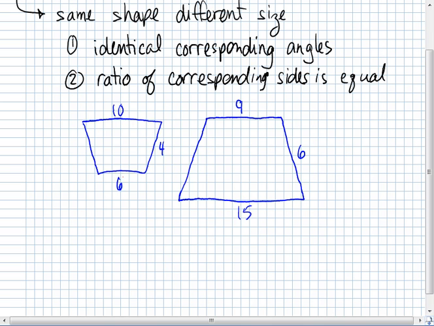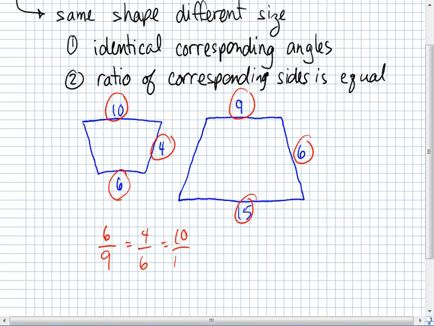So if we do the small one over the bigger one, that's the corresponding side there, the short side. So 6 over 9. Is that the same as, say, 4 over 6? And is that the same as 10 over 15? Okay, and as a matter of fact, they are all the same. They're all equal to 2 over 3. So because those are all equal, those are similar figures.